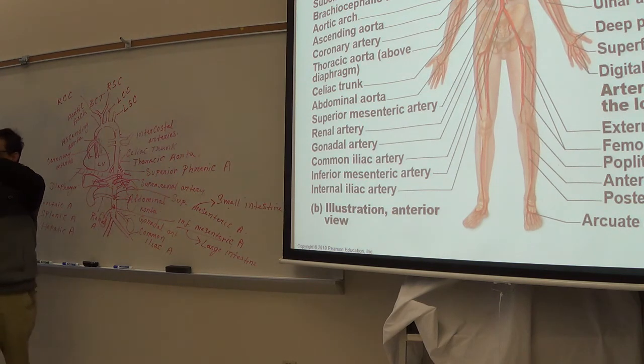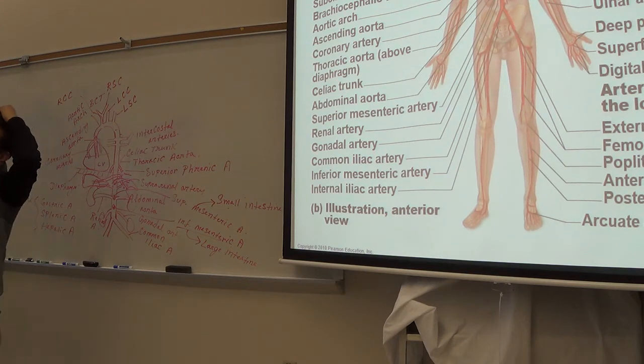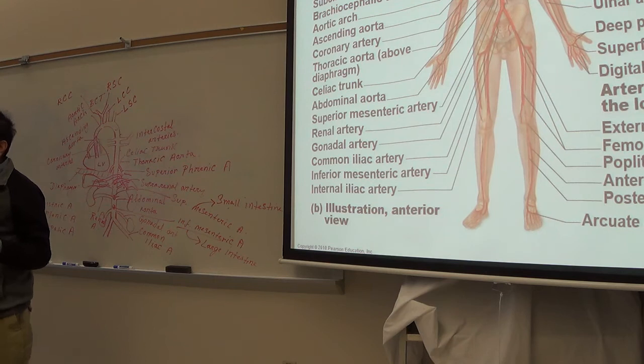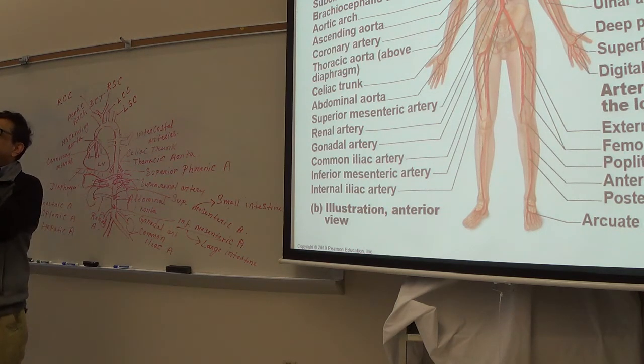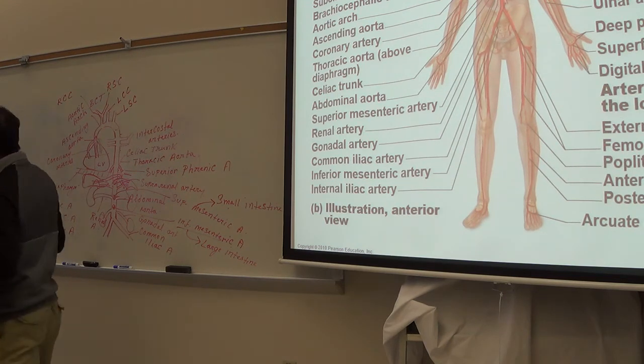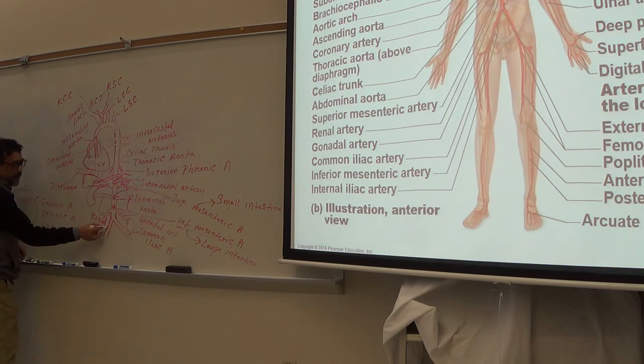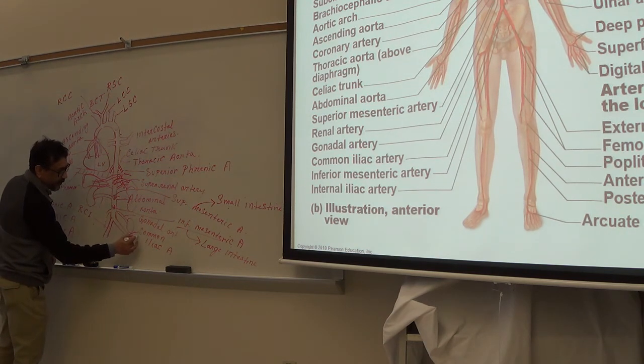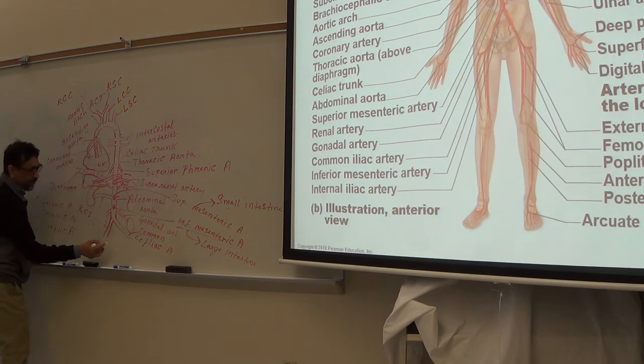Two. The lower end of the abdominal aorta divides into two common iliac arteries. Remember, when you hear the term common in the arterial system, common divides into two: external and internal. So this is the right common iliac, this is the left common iliac. And the common iliac divides into two here. This one also divides into two.